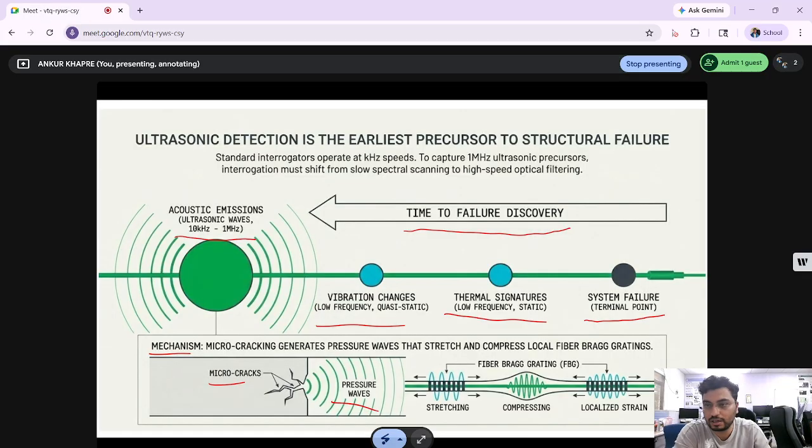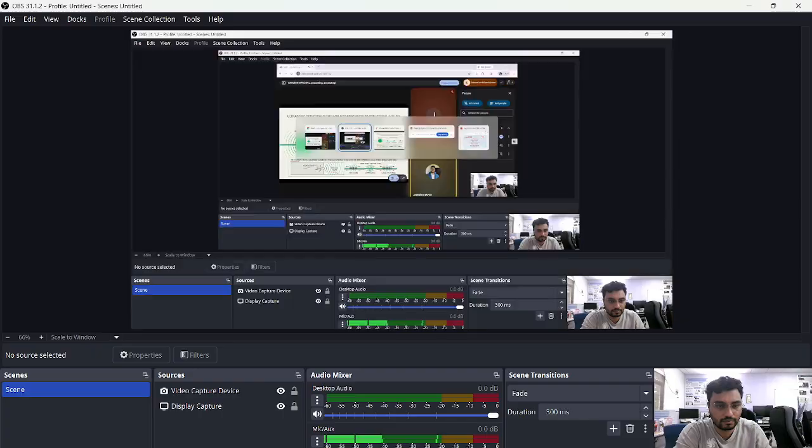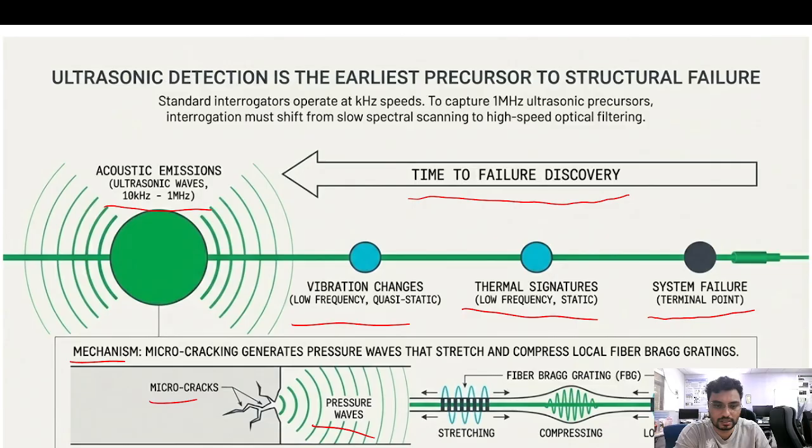Let somebody join. Yeah, so we are on the second slide and discussing the health structure monitoring system. Yeah, Janani, can you see my slide?